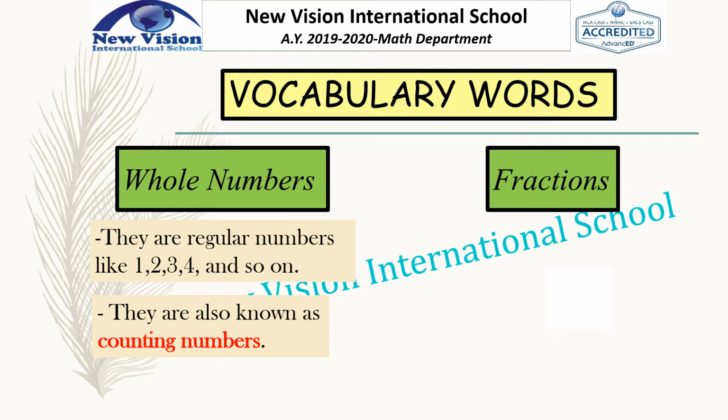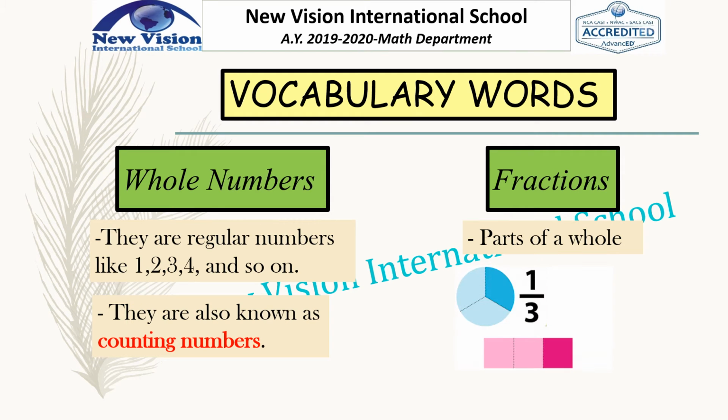Next, another word is fractions. Repeat after me, fractions. Okay, so fractions are parts of a whole. For example, okay, so we have here 1/3. Okay, a fraction has two parts. We have the upper number. This number 1 is called the numerator. And the lower number, this number 3, is called the denominator. Good job. Now you are ready to have the lesson.